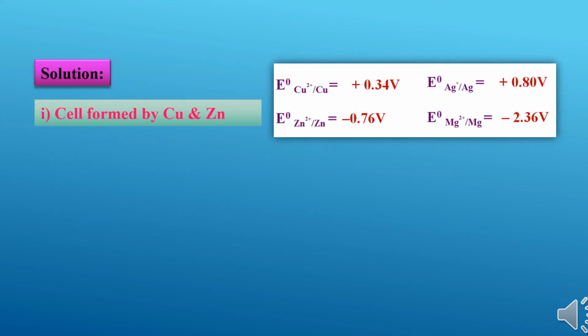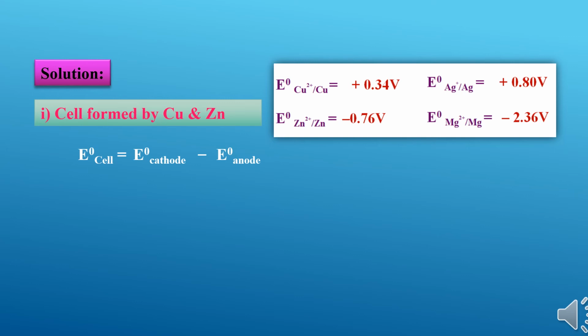For the first one, cell formed by copper and zinc, the standard reduction potential values are given. E naught of cell can be calculated as E naught of cell equals E naught of cathode minus E naught of anode. So here for the copper and zinc cell, which should be taken as a cathode and which should be taken as an anode?